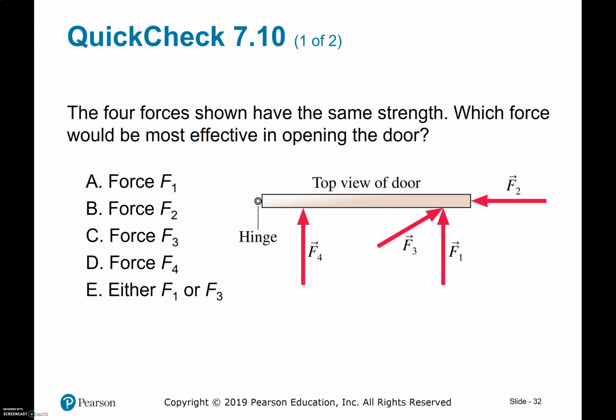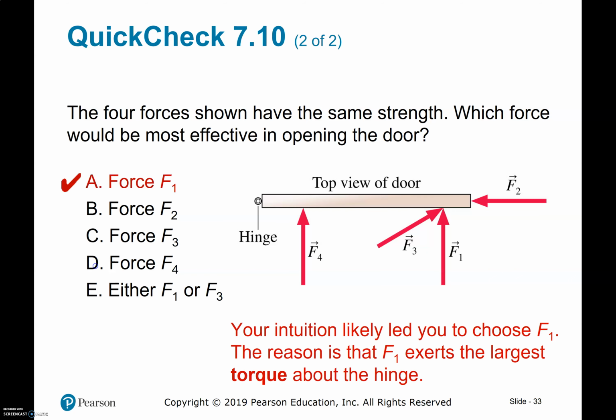So we have a question here. We have the door, and we have all these forces applied. Just take a minute to think about which one produces the highest torque, or the most effective torque. All right, so as you can see, F1 is the one that is going to produce the highest torque. This one is too close to the hinge. This one only has this component here, which is less than this. And this one doesn't do anything for opening the door.